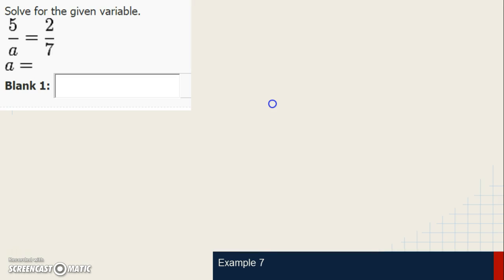Okay, example number 7. I know that I'm cross multiplying, so I know that 5 times 7 equals 2 times a. 35 equals 2a. Now I'm going to eliminate 2 by dividing both sides by 2. So I have 35/2 equals a. And there's not a number that I can divide evenly into both of these because this is an even number and this is an odd. That's not necessarily why, but I know that 2 doesn't go into 35. So I'm going to come up here and type in 35 divided by 2.